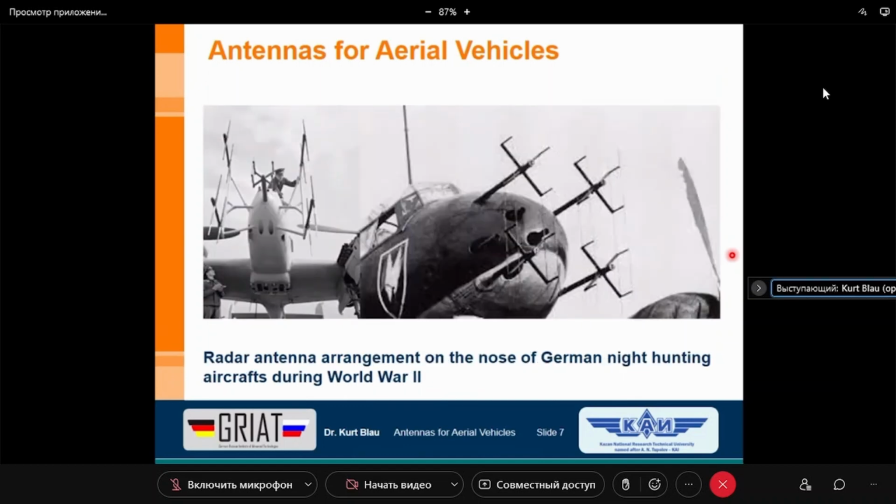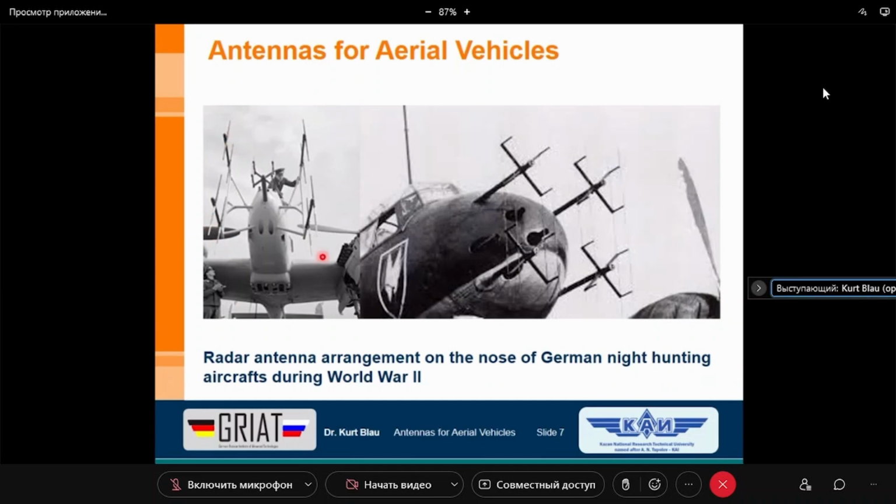This is a look at the history of when, for instance, the radar system on board of aeroplanes or aircraft was established. You can see here the first radar antenna arrangement on the nose of a German night hunting aircraft during the Second World War, especially fighting against the American and English bomber fleets. This is a very simple group of 4 directional antennas. It looks like a Yagi antenna, but it's not a Yagi antenna. It's only a 2-element dipole antenna.